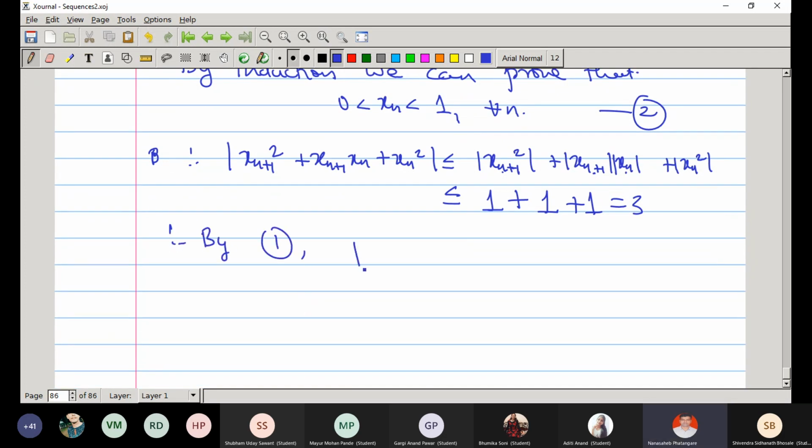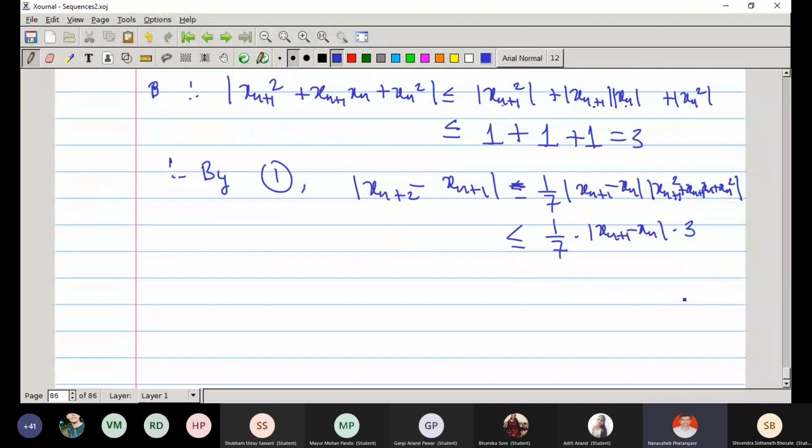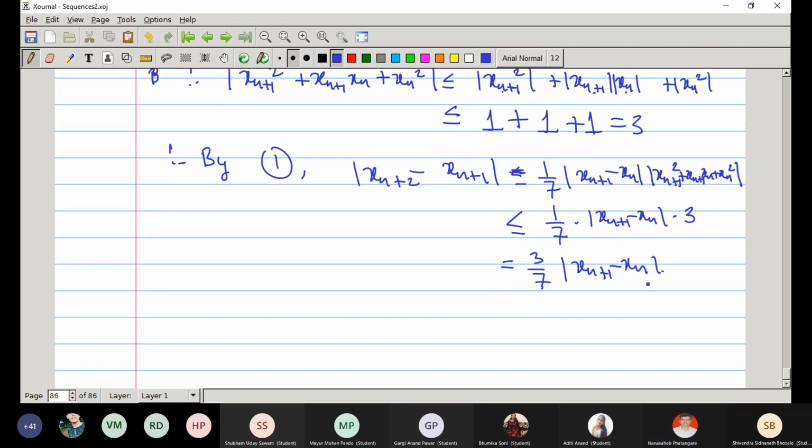Therefore by expression 1, x_{n+2} minus x_{n+1}, which we had, is equal to 1/7 into (x_{n+1} minus xn) into the second bracket x_{n+1} squared plus x_{n+1} xn plus xn squared. But the second bracket is less than or equal to 3, so it is at most 1/7 into (x_{n+1} minus xn) into 3, that is 3/7 times the absolute value of x_{n+1} minus xn.